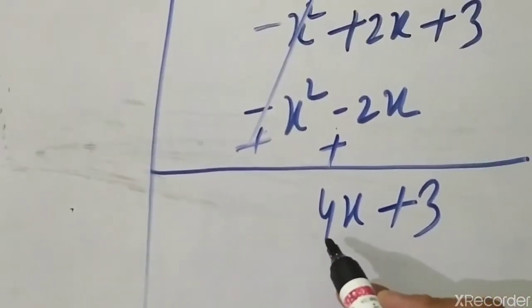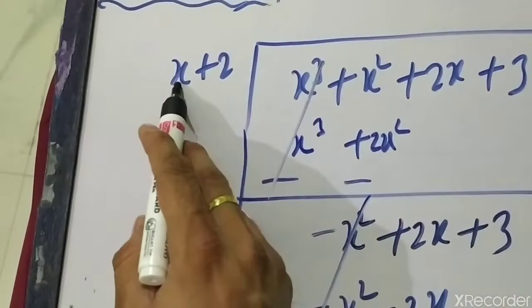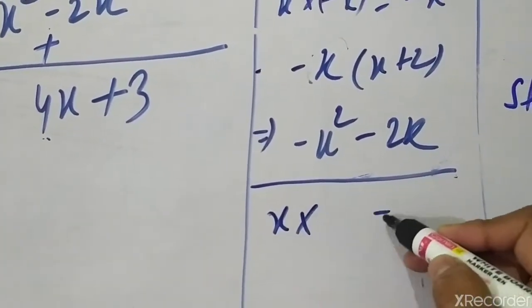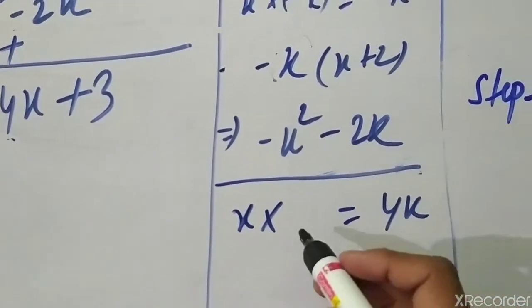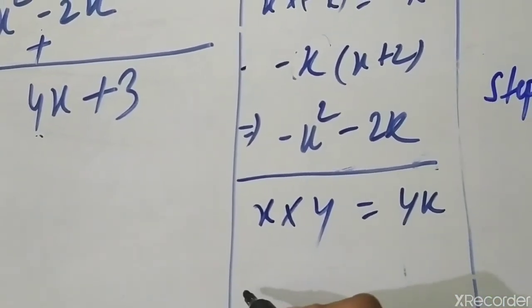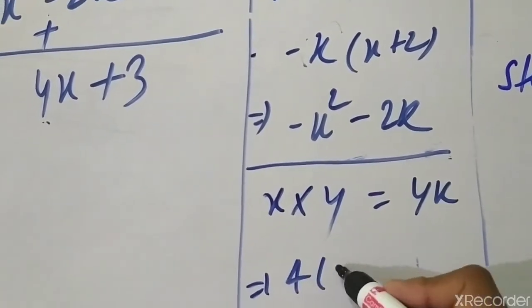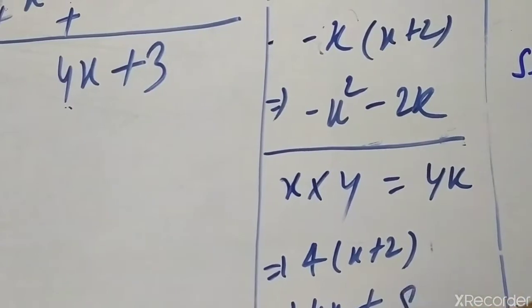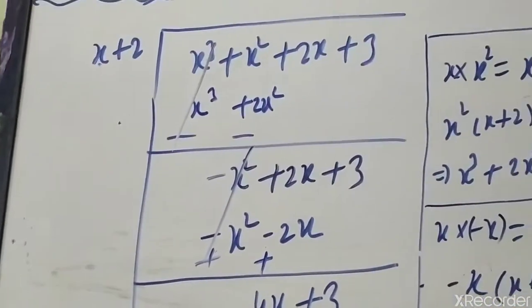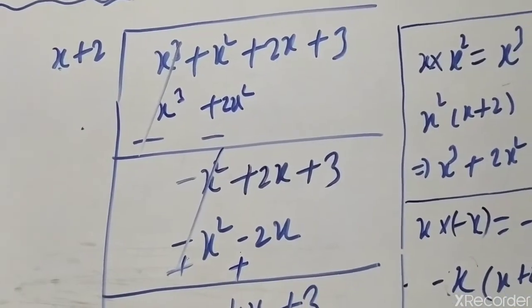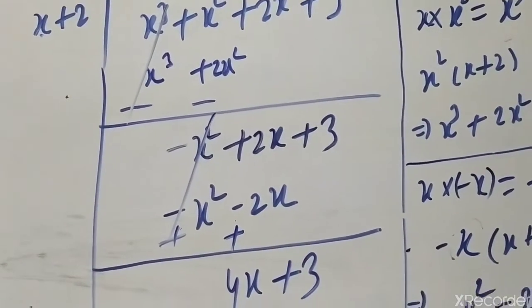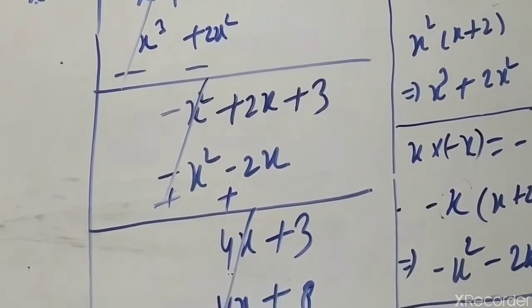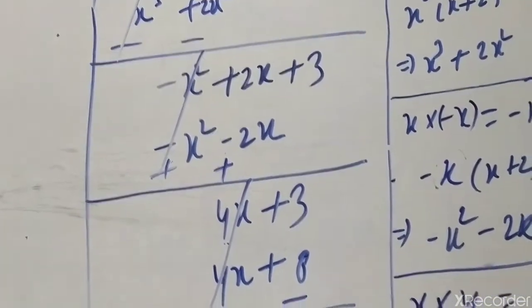Now we need 4x, and here is x. So by which number are we going to multiply? It becomes 4x, so 4. Now multiply 4 into x plus 2. What is it? 4x plus 8. Now we write here 4x plus 8 and change the sign, so it cancels. So 3 minus 8 is minus 5. See here, the remainder is the same.